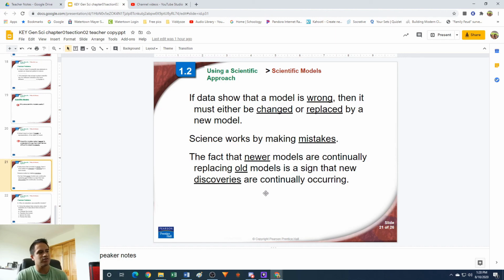So newer models are constantly replacing old models, and that's just a sign that new discoveries are continually happening, right? That's part of doing science.